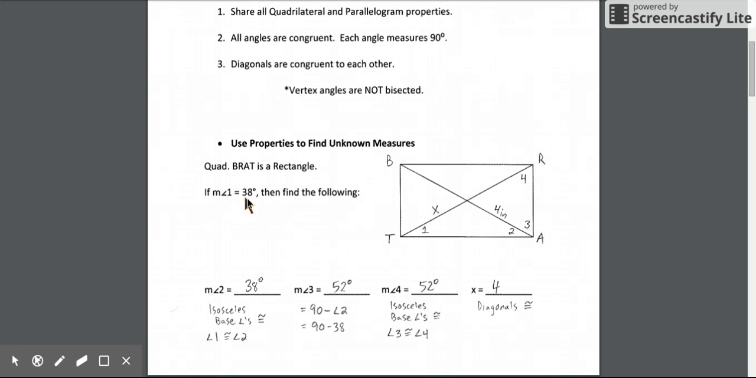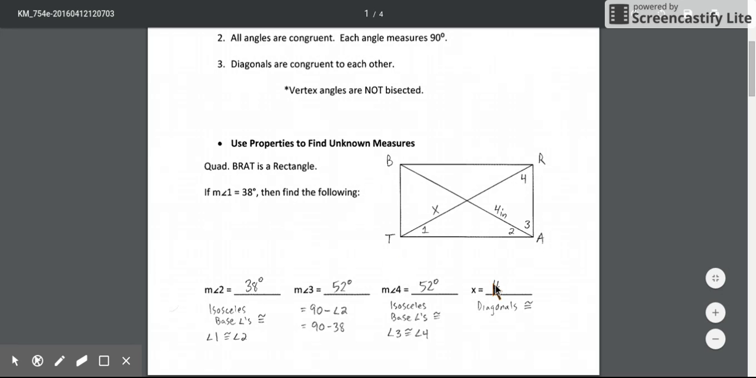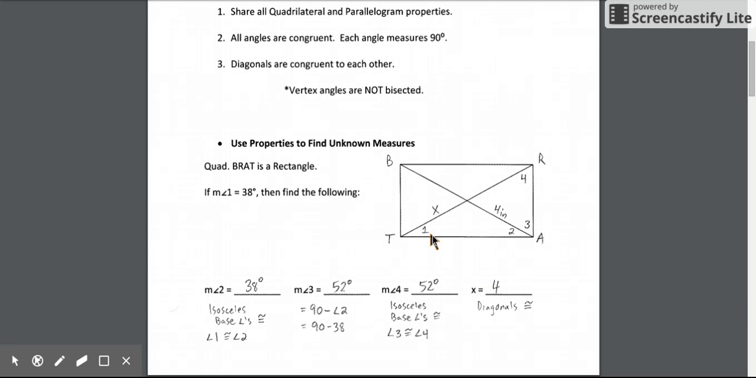So based on this initial condition, angle 1 is 38 degrees. Let's try and figure out these values. If angle 1 is 38, angle 2 has to be 38 because this is an isosceles triangle. And these are the base angles of those triangles. They are congruent. Angle 3 is going to be 52 degrees because this corner right here at angle A is a right angle. It's going to add up to 90.